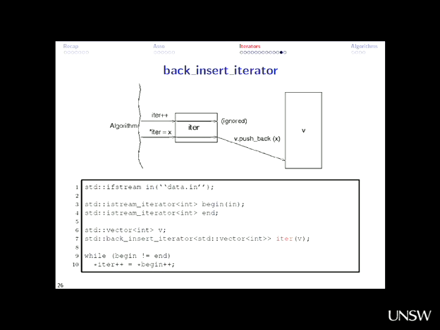How many different iterators in this file? 3? Yep. You have 2 input stream iterators, the begin and the end, and you've got 1 back insert iterator. So this back insert iterator knows where the back of that vector is and is constantly updating that value at that back.